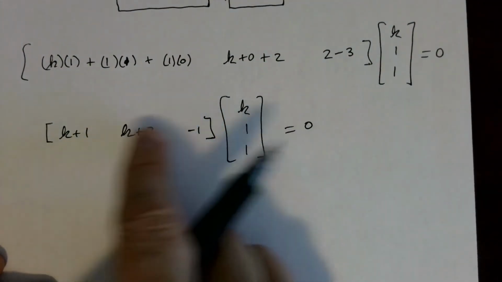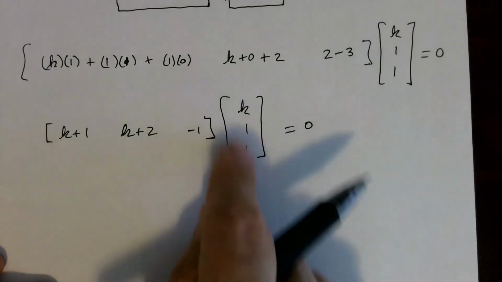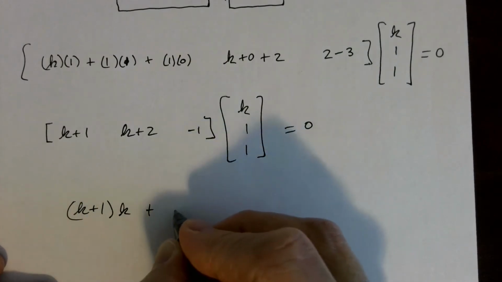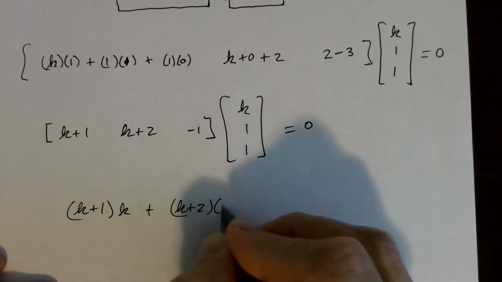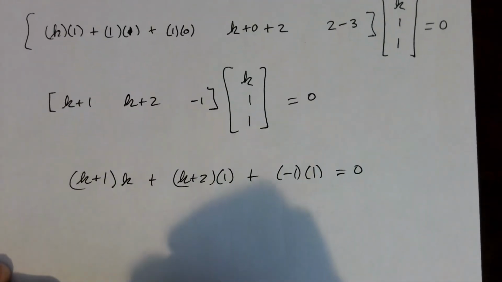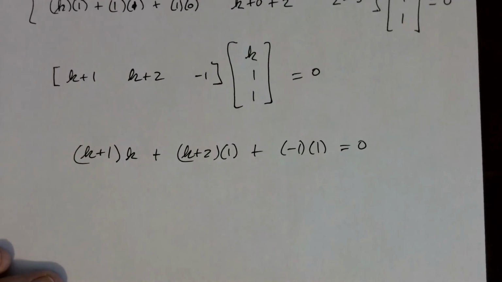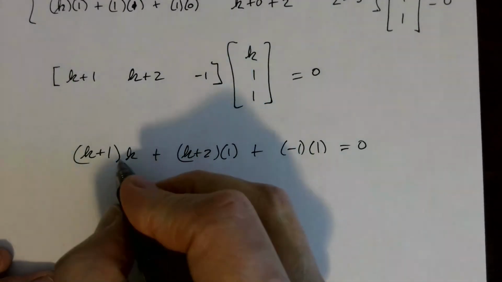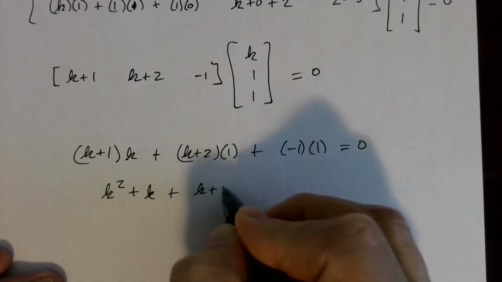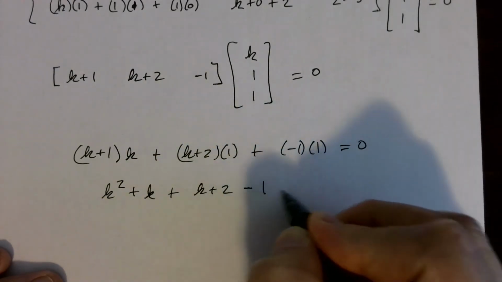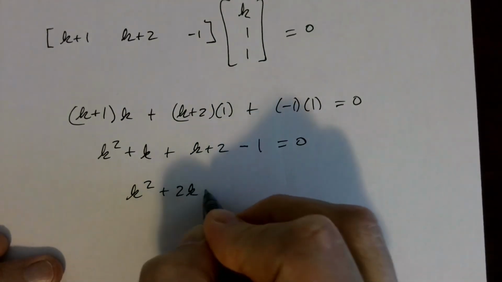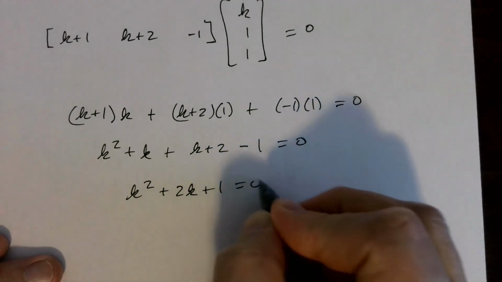Again, we multiply the corresponding entries in this row by this column. So it's K plus 1 times K plus 2 times 1 plus -1 times 1 equals 0. And we have an equation to solve for K. So if I distribute this K through, I get K squared plus K. This, of course, is K plus 2 plus a -1. Combining like terms, I get K squared plus 2K, 2 minus 1 is 1.